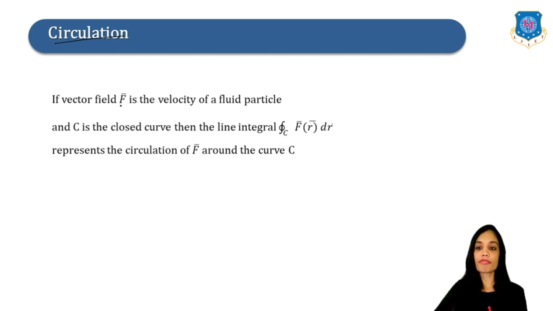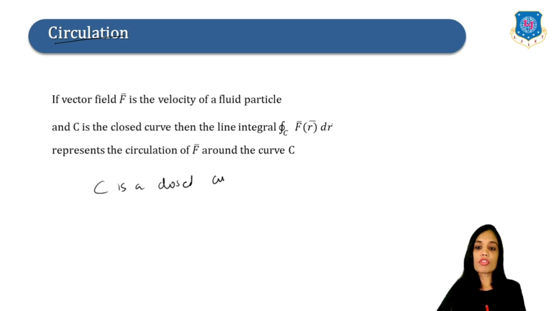Next, let us study the definition of circulation. If vector field f bar is the velocity of a fluid particle and C is a closed curve, then the line integral over closed curve C of f bar dot dr bar represents the circulation of f bar around the curve C. Then we can find the circulation of f bar whenever C is a closed curve.